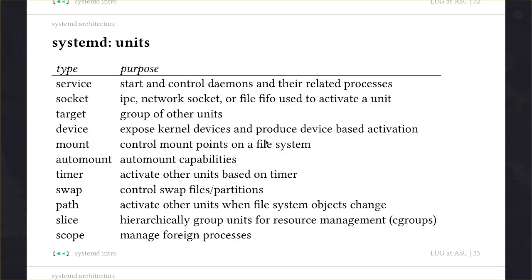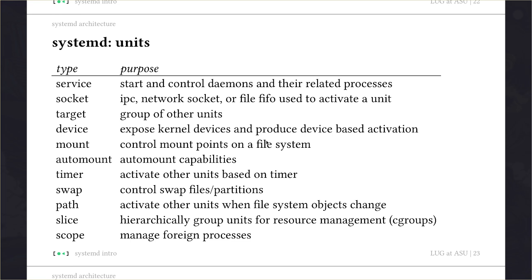There are, I want to say about 11. Let me count them, actually. 1, 2, 3, 4, 5, 6, 7, 8, 9, 10, 11, 12, 13, 14. Oh, no, 14. Or 13 if I miscounted. Different types of units. I'll name them all because I think they're all important. You have services. They start and control daemons and other related processes. Probably the most common one you see, right? Your SSHD process. Almost everything that ends with a D stands for daemon.